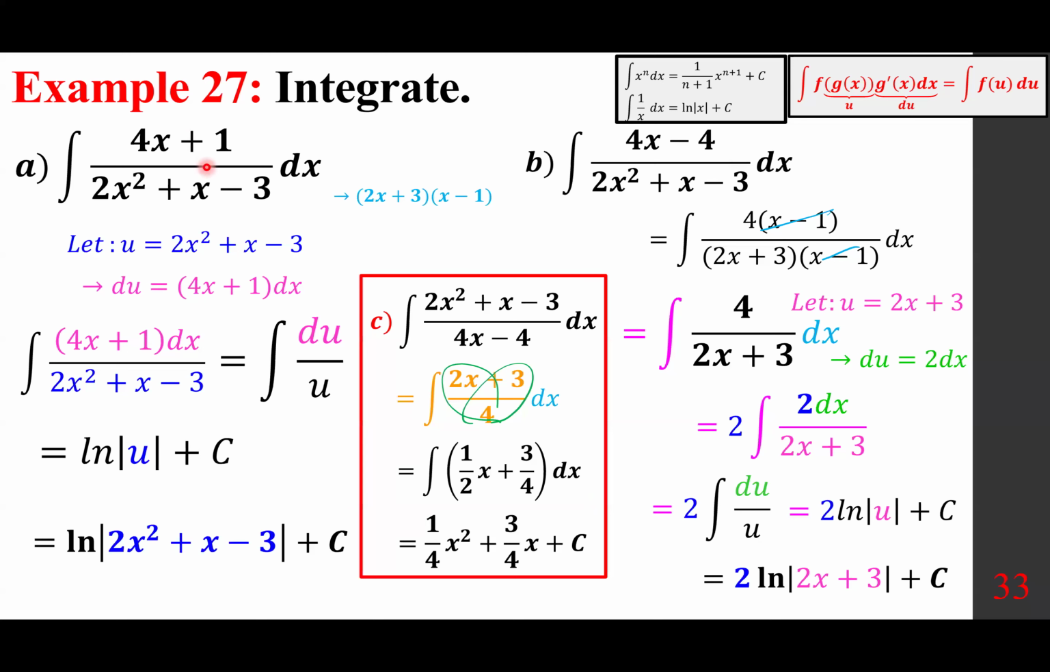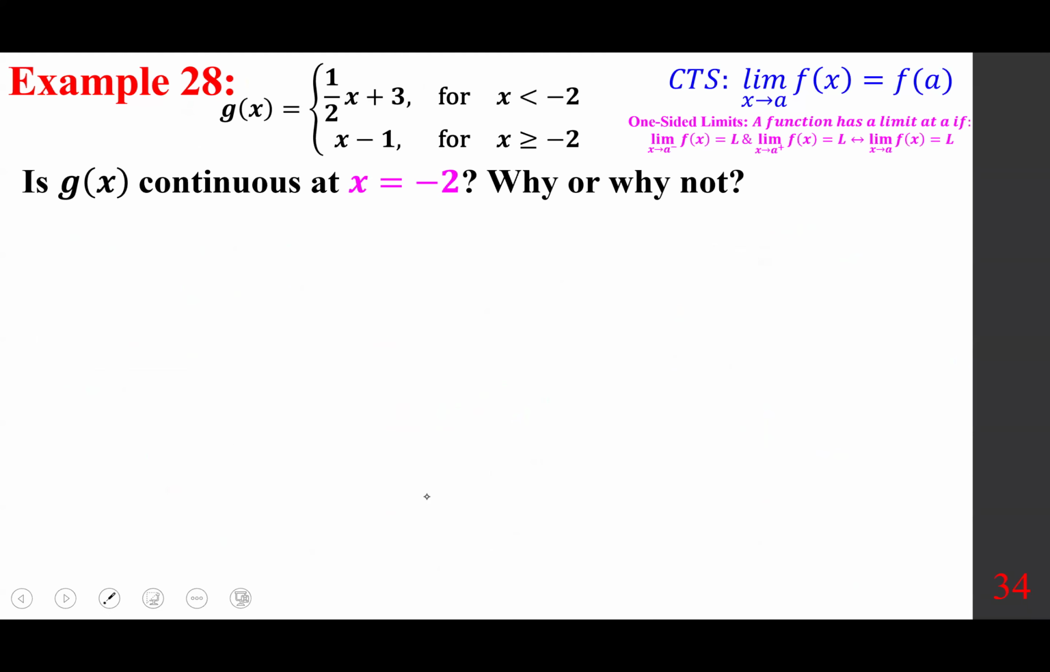Any fractional format, this cannot simplify, this can be must, and the reciprocal of this does not require substitution. G of x is half of x plus 3 for x less than -2, and x minus 1 for x larger than or equal to -2. Is G of x continuous at x equals -2? Why or why not?